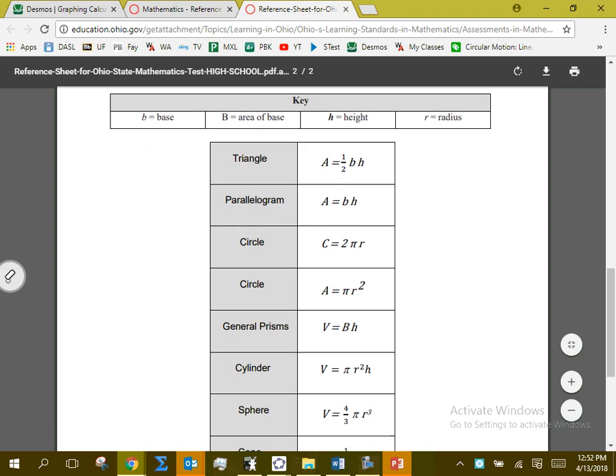That B represent, every time I see a lowercase b, it's talking about a base. When I see a capital B, it means the area of a base. When I see H, it's the height, and R is the radius. Okay? And we'll talk about then, how do I determine shape what a base is, how do I determine shape what an H is, that kind of stuff. Okay? That'll be what we do next week.